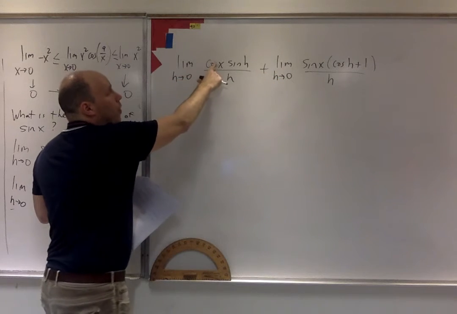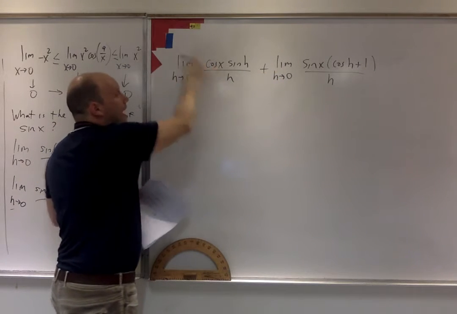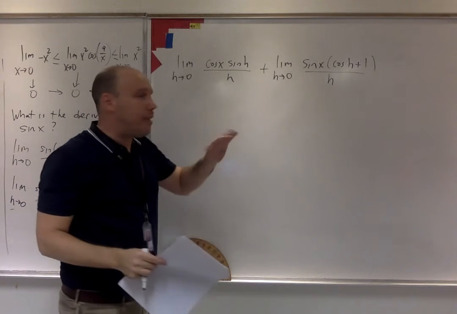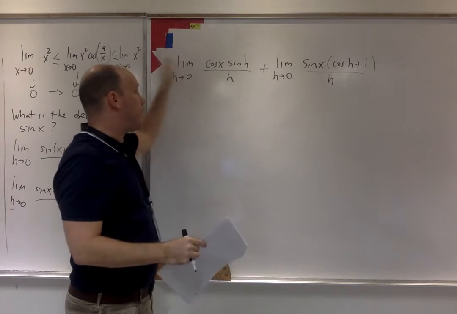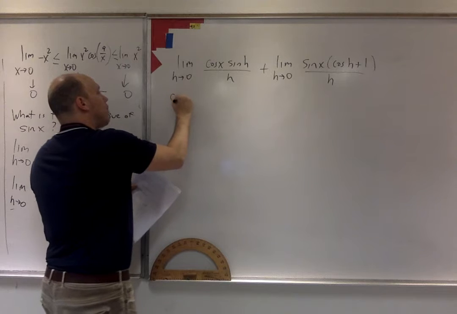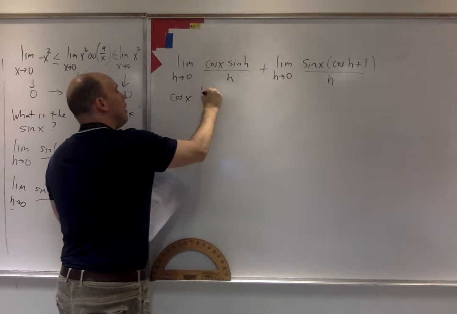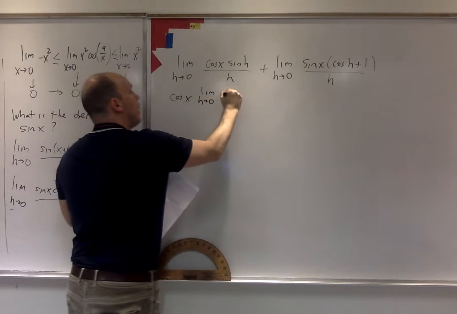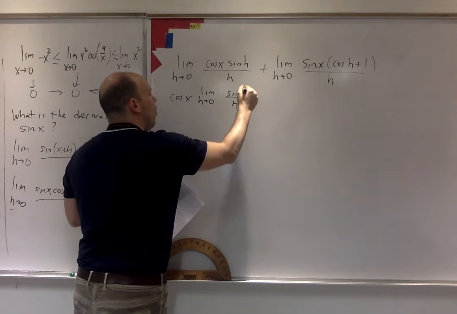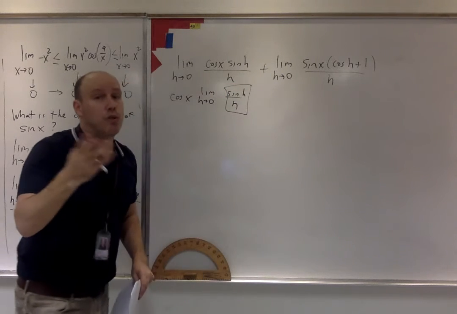First of all, I can pull the cosine of x outside because I'm dealing in the world of h right now. So this comes out: cosine of x, the limit as h goes to 0 of sine of h over h. How am I going to do this? I'm going to use the squeeze theorem.